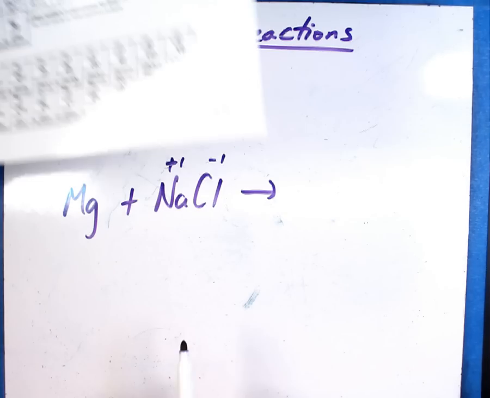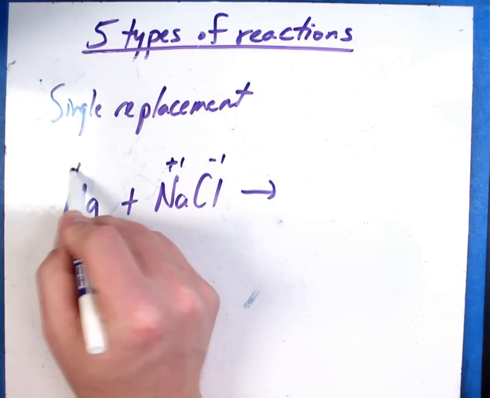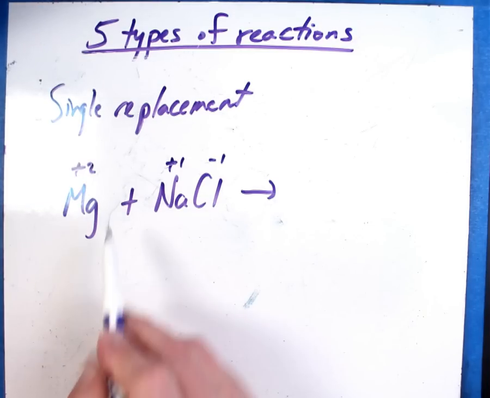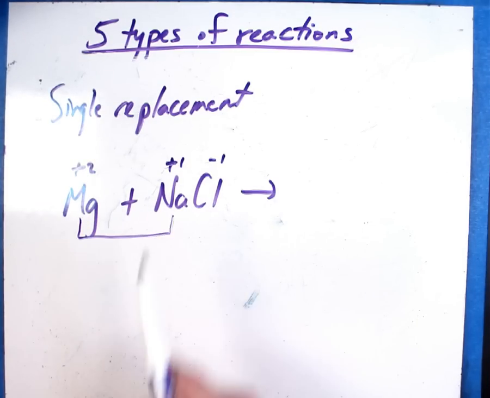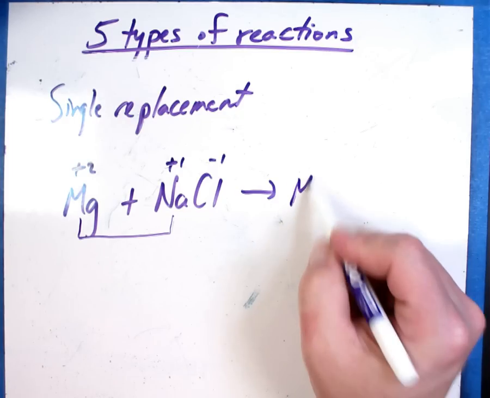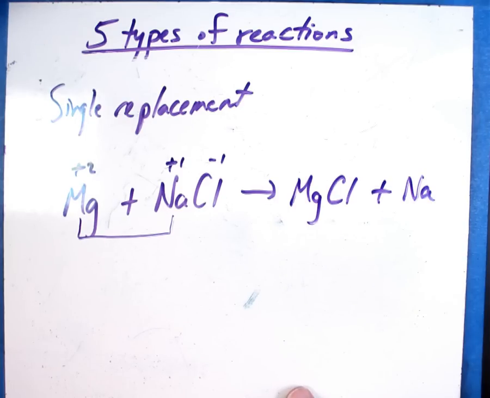Magnesium is going to now try to dance with one of the 2 of them, and so magnesium's right there, plus 2. Well, it's simple to see. In a replacement, opposites attract. So what's going to happen is these guys switch places. So Mg is going to dance with Cl, and Na is all alone. That's all there is to it.